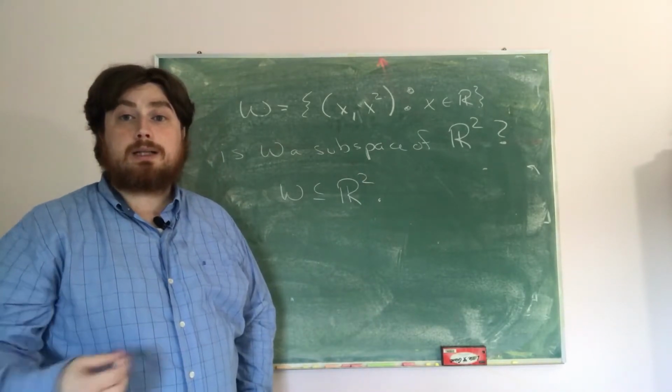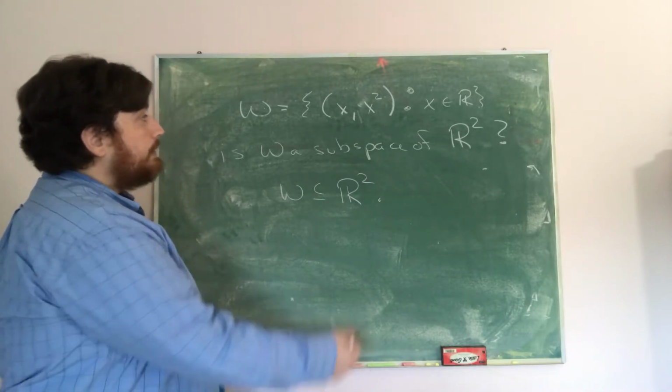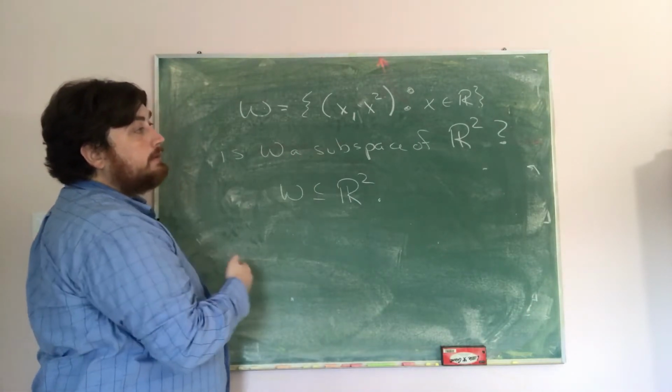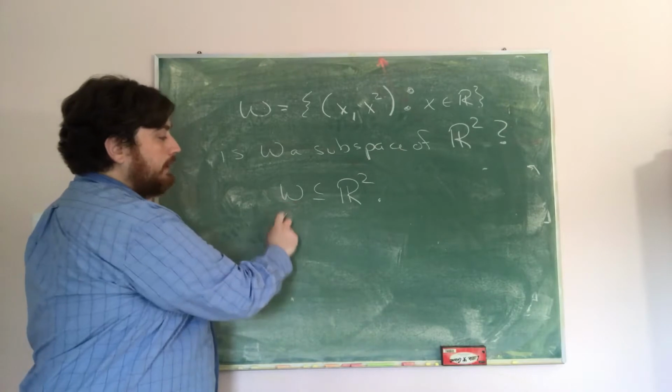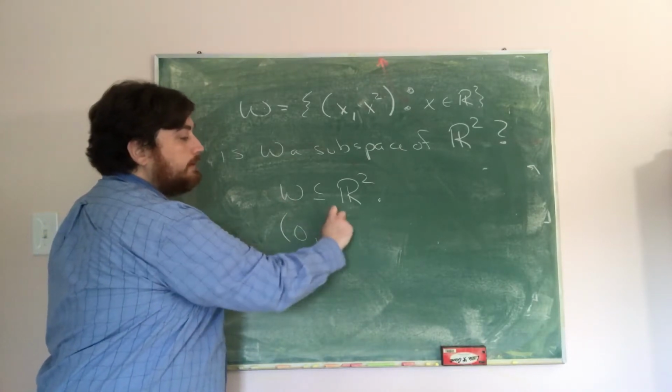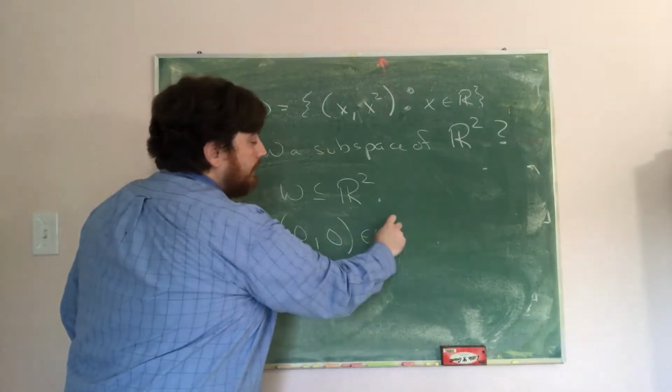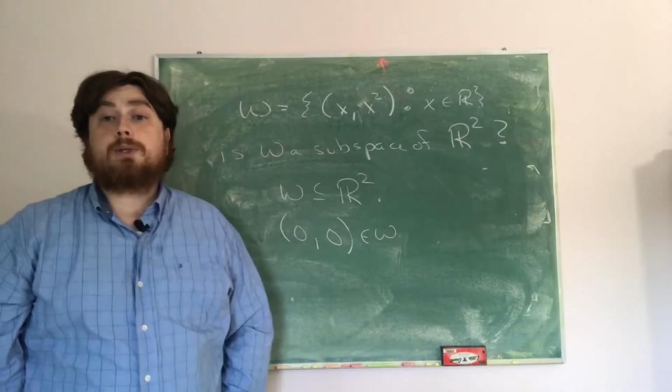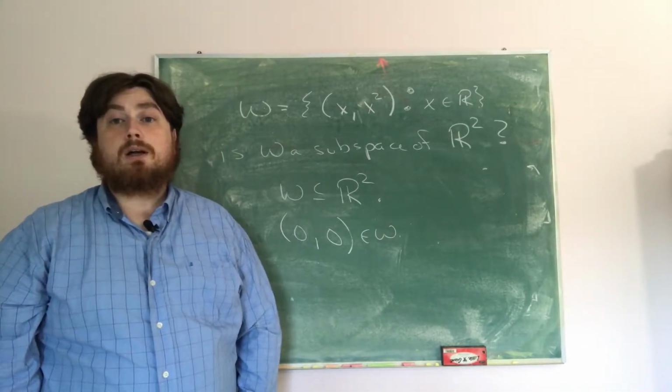Now to see that it's a non-empty subset, what we would do is pick something in there. So let's let x equal 0. Then note that (0, 0 squared) is indeed in W. So W is a non-empty subset of R squared.